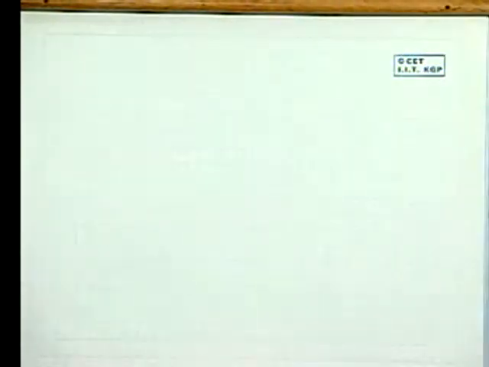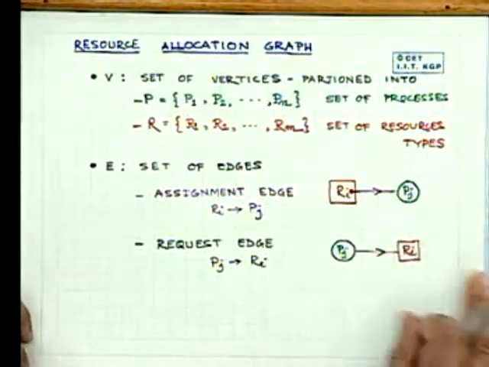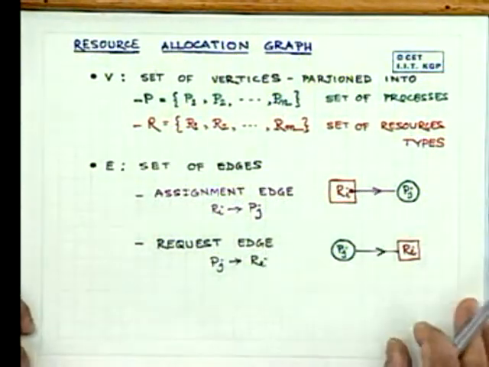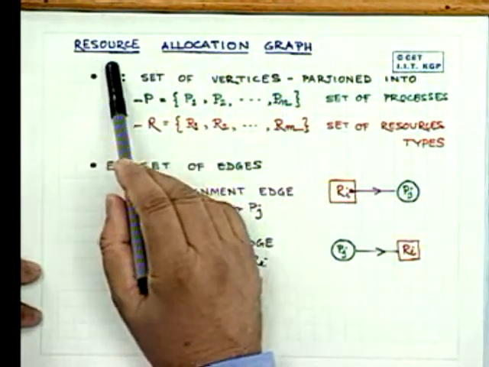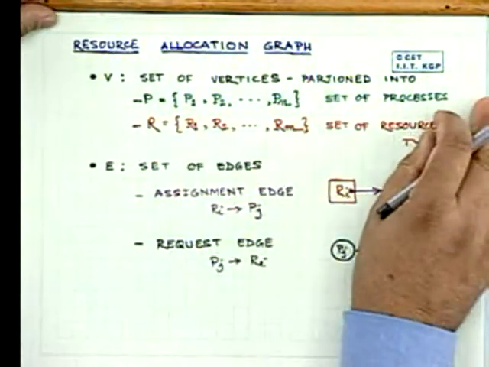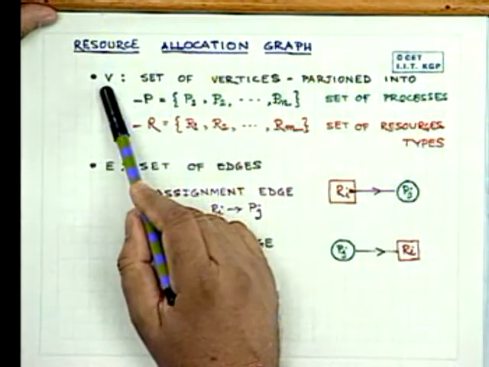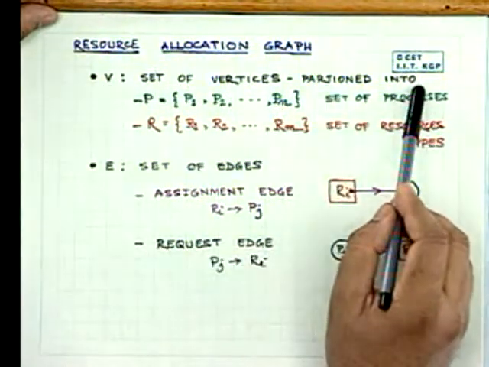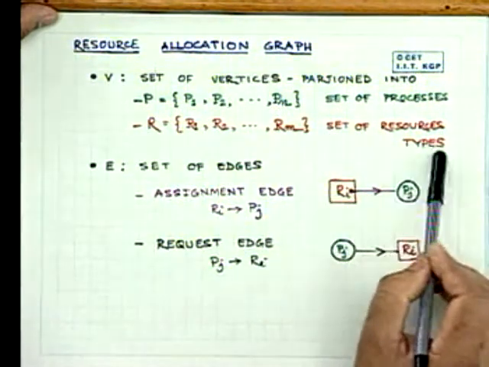Now, to analyze this problem, I should say methodically, let us now introduce what we call the resource allocation graph. Now, in the resource allocation graph, we'll have a set of vertices we call V that we partition into a set of processes and a set of resource types.